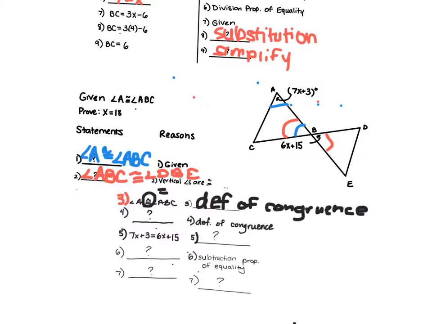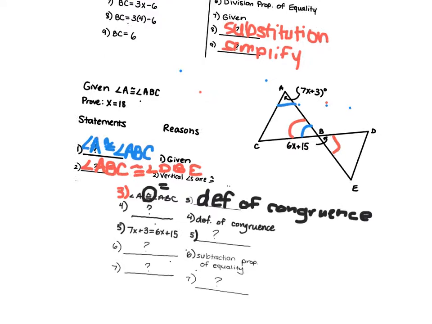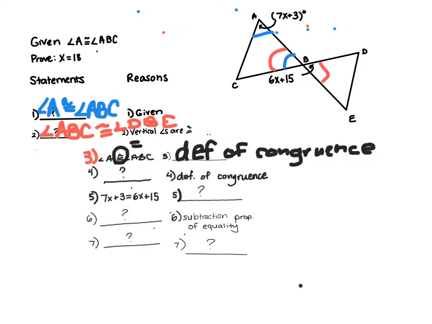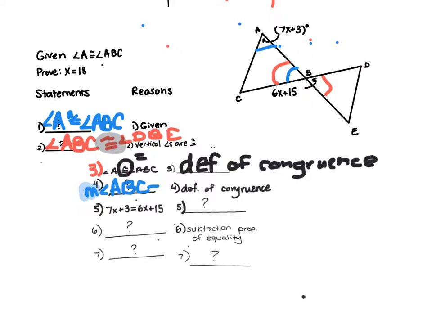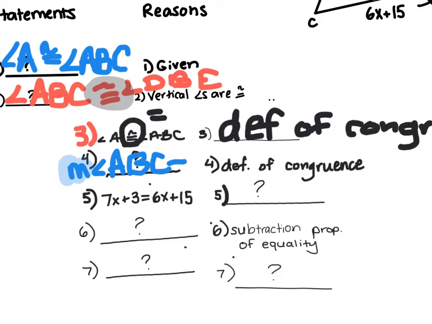Now it happens again in 4. Where else do we have a congruent symbol that we could swap out for an equals? Angle ABC is congruent to angle DBE. Good. So the other congruence that we haven't already changed out is here. ABC is congruent to DBE, which means the measure of angle ABC is equal to the measure of angle DBE. So we went from congruent to equals. Either way, if you go congruent to equals or equals to congruence, it is the definition of congruence.